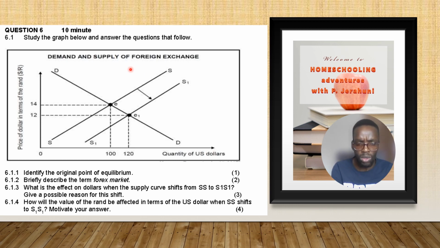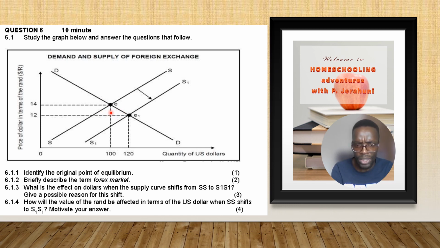So let me take you through the process of making sense of the graph. Here we can see that it's demand and supply of foreign exchange, and I can see that one is my demand curve, that one is my supply curve. It's written SS, and this one is written S1, and there is a point where the demand is meeting the supply. There it's written E, that's the equilibrium point, I believe.